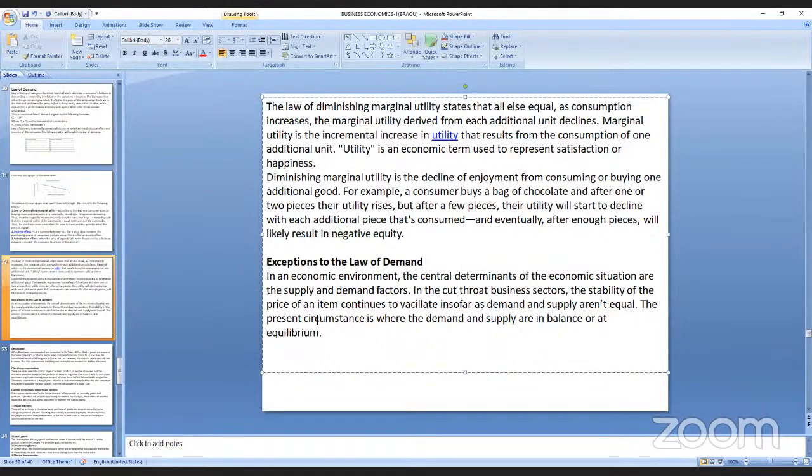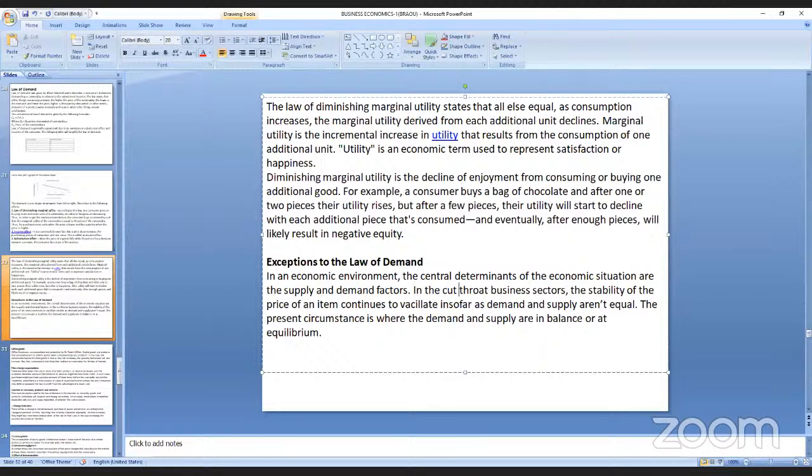Exception to the law of demand means, in an economic environment, in an economy, the central determinants of the economic situations are the supply and demand factors. When supply is more, demand will decrease. When demand is more, supply decreases. So like that, it will be cutthroat in the business sector, and the stability of the price of an item continues to facilitate in so far as demand and supply are not equal.